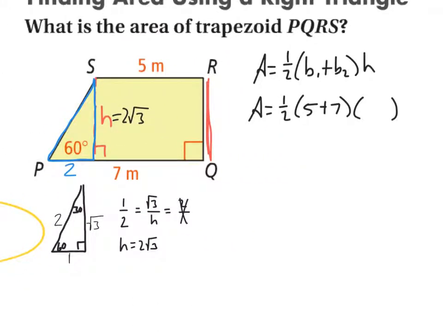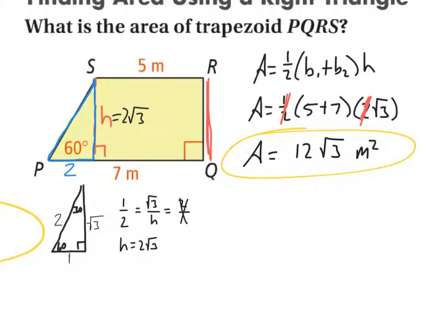All right. We need to remember some past stuff here, folks. All right. So 2 square root 3. If I was working this, and I am, I would make it easy on myself and take 1/2 of 2. And so now my area is going to be 12 square root 3 square meters. Questions?